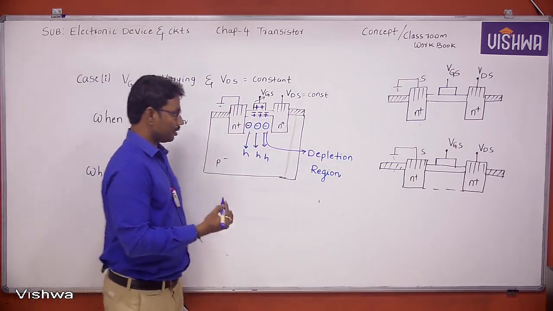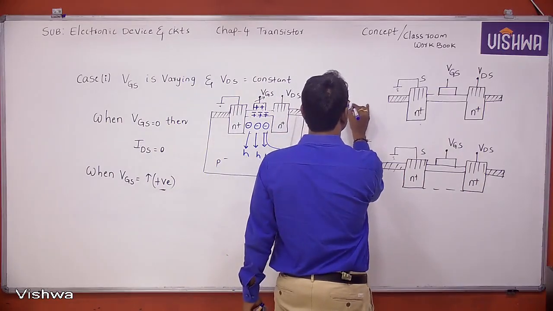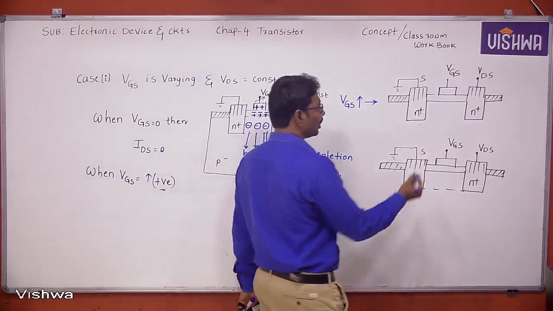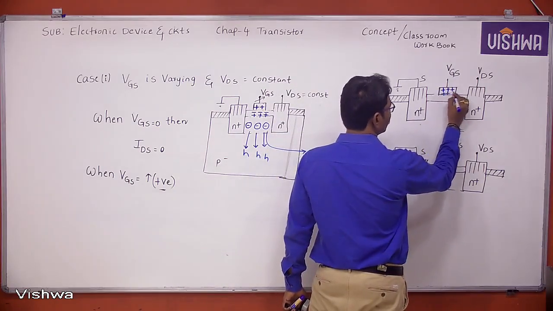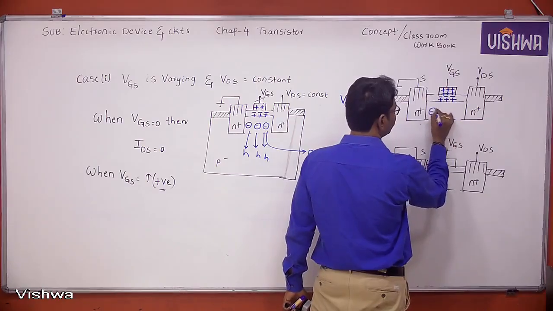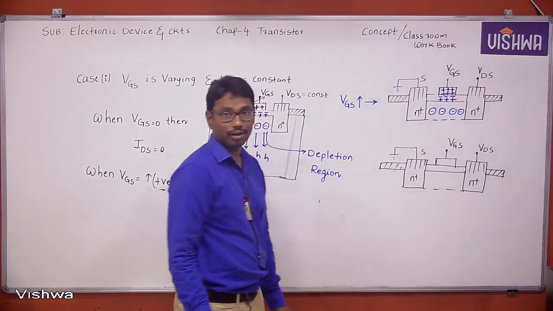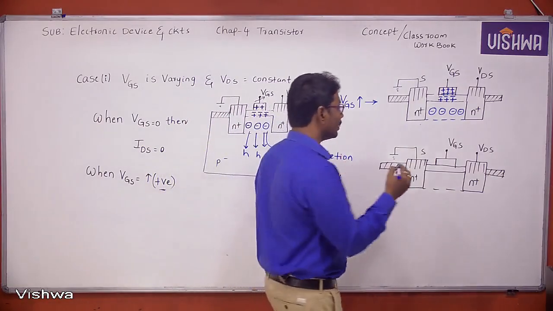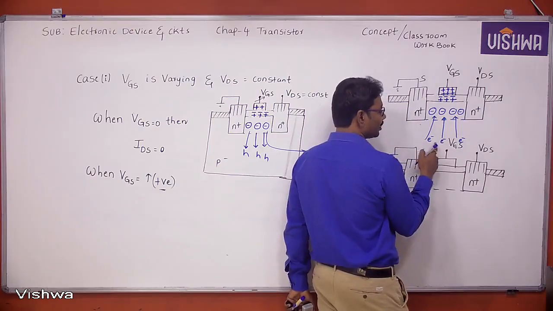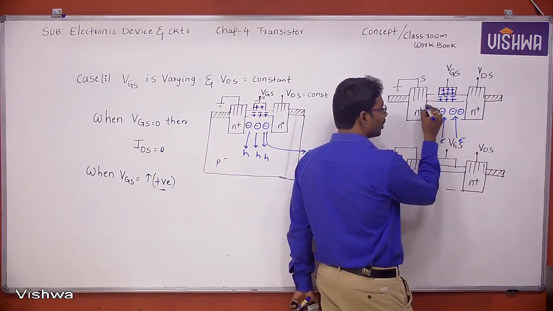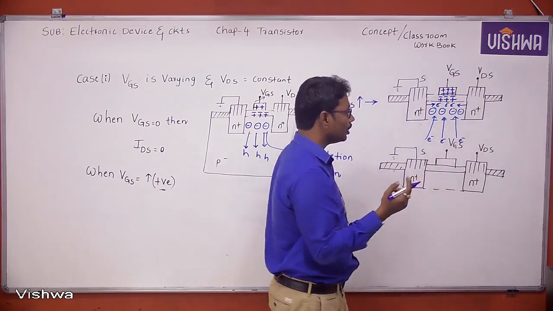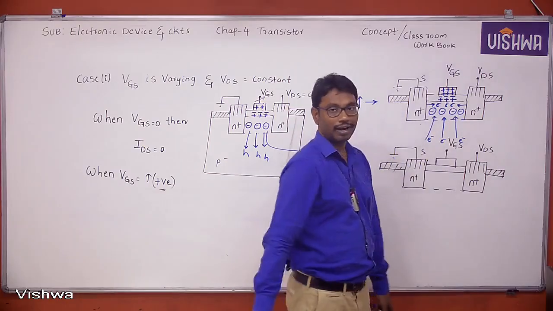Okay. Next, when VGS increases further, what happens? The more charge is present on the metal, that means the positive charge within the oxide layer becomes strong, and it will start attracting the minority carriers from the substrate. What is our substrate? P type. What are the minority carriers in the substrate? Electrons. It starts attracting the minority carriers, that is electrons, from the substrate, and also majority carriers from the source and drain.